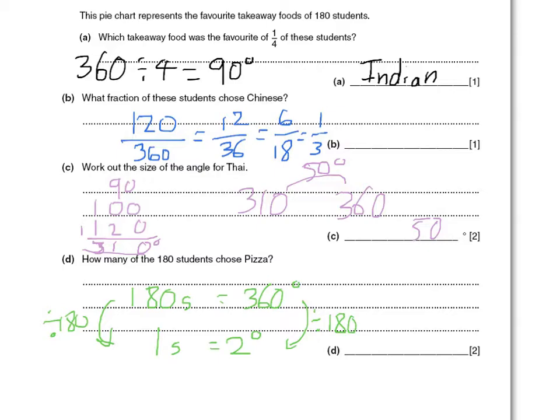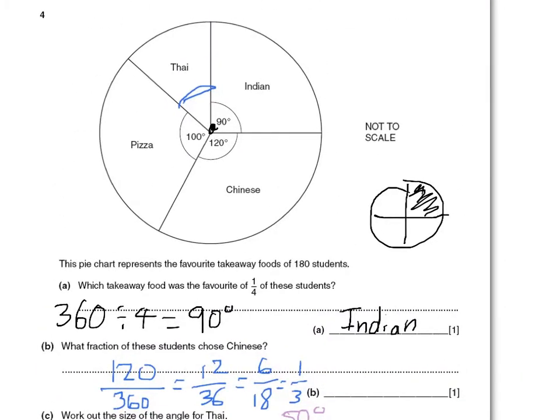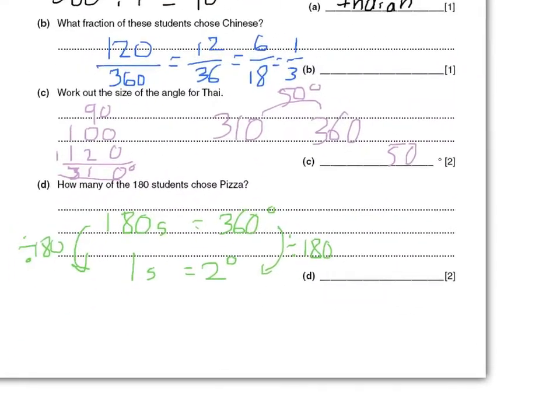But we're told that the pizza is 100 degrees. So we know that we've actually got 100 degrees. So what do we times 2 by to get to 100? Because that will tell us what we need to times the students by to find out how many students we've got. So 2 to get to 100 we times by 50. So we've got to times 1 by 50 to find that there's 50 students who liked pizza best.